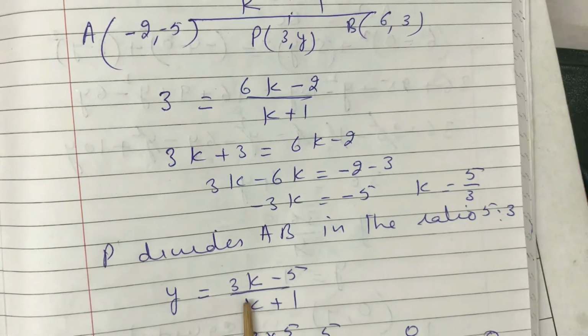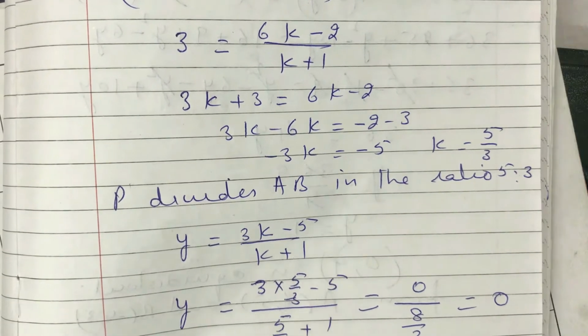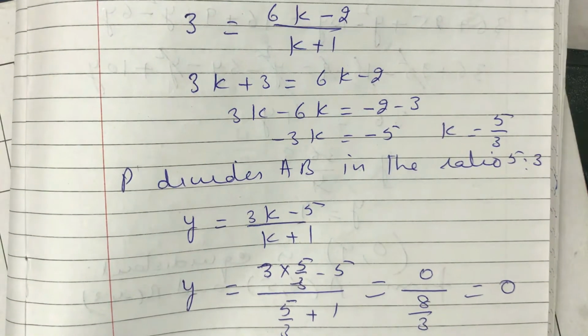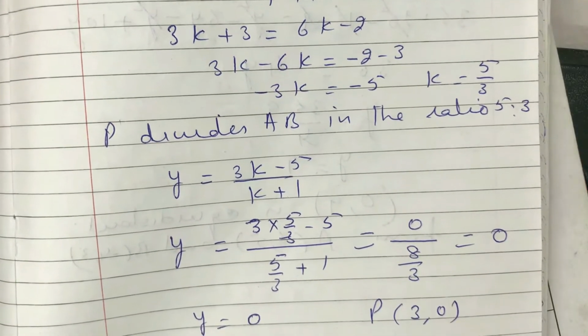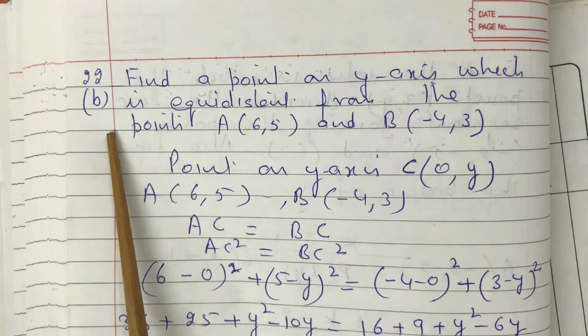Now y is equal to (3k minus 5) upon (k plus 1). Substitute the value of k. You will get the value of y as 0. So the coordinates of P are (3, 0). That is the answer.